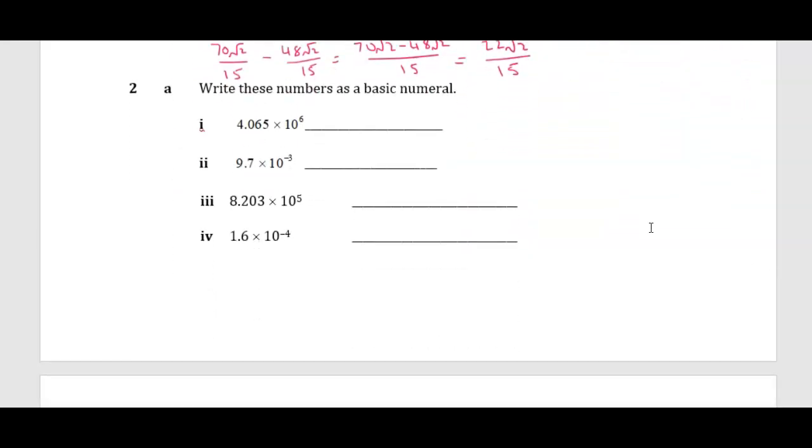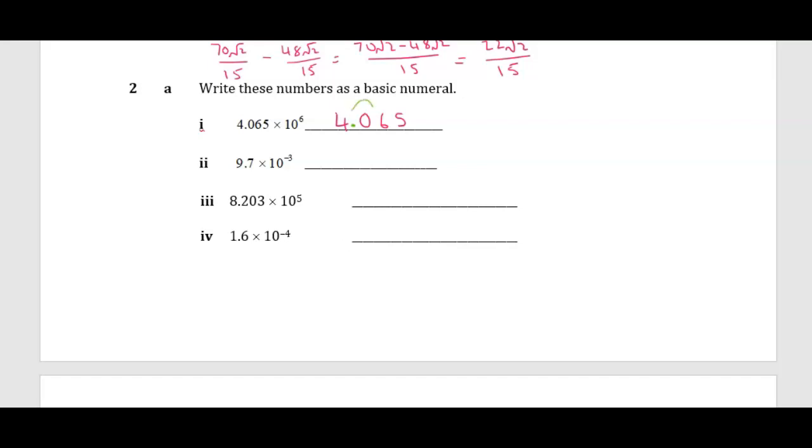All right, question 2, write these numbers as a basic numeral. So basically, write your number first. So it's 4065 without the decimal place. And we're moving it from here, and I'm just doing that in a different color so we can see it. We've got to move it 6 places. If you're ever unsure which direction to move it, a positive power means you're making the number bigger. So to make it bigger, I need to move it to the right. If it's a negative power, I move it to the left because that makes it smaller.